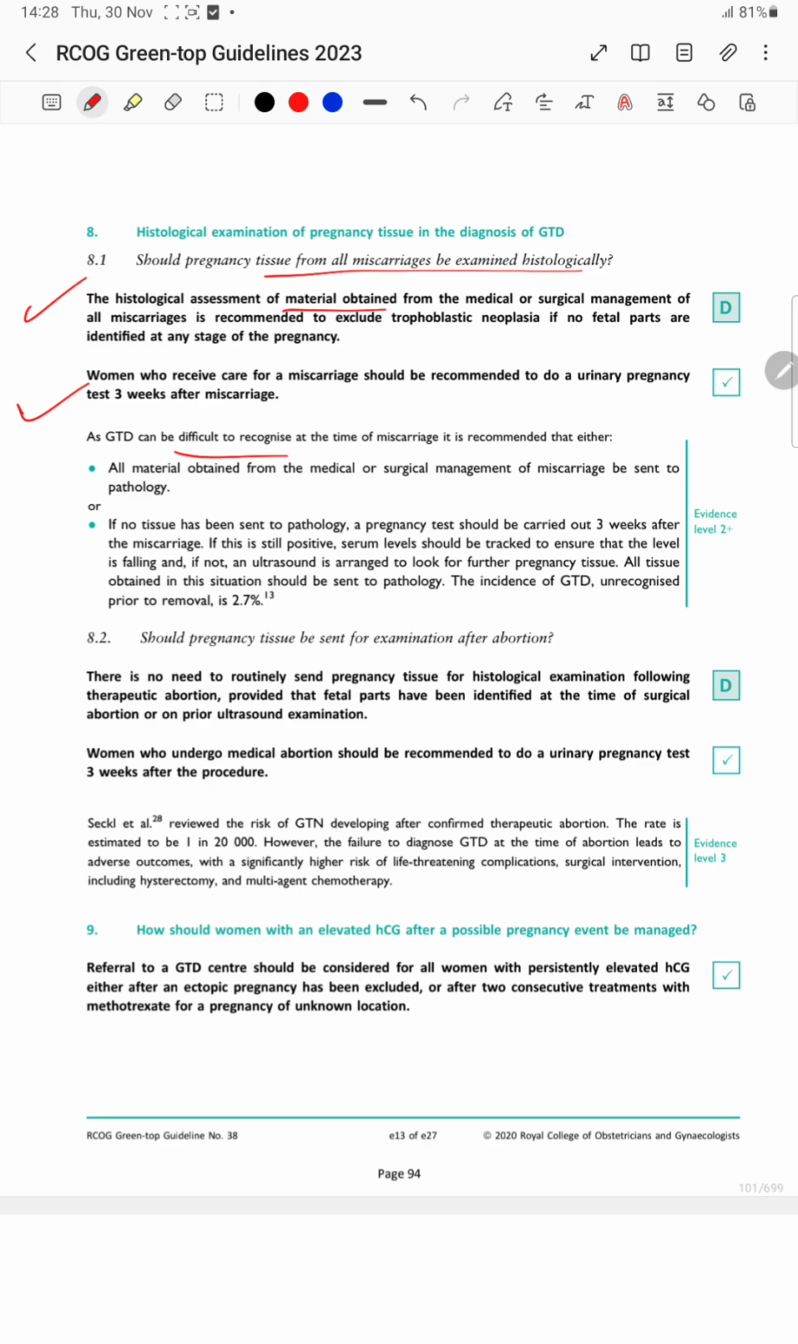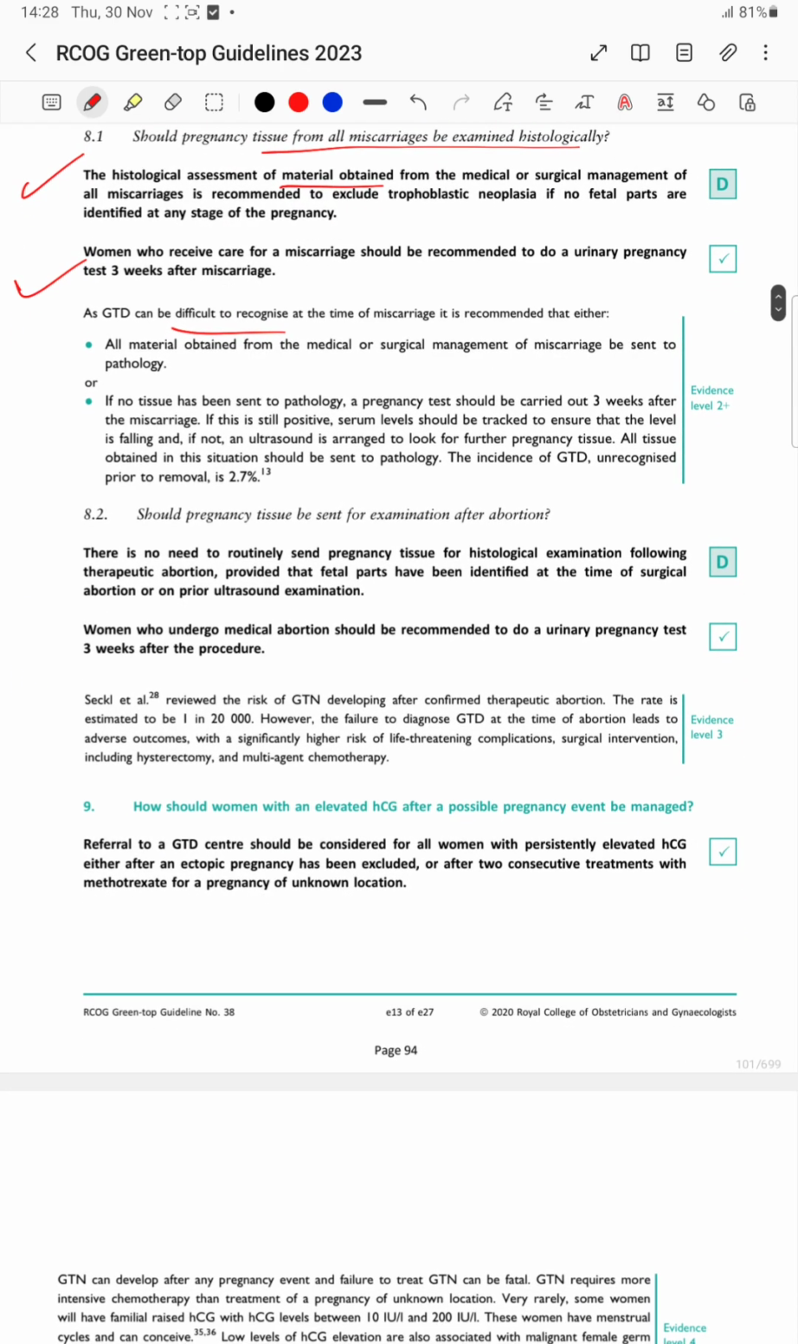It is recommended that all the material obtained from the medical or surgical management of a miscarriage should be sent to pathology. If the tissue has not been sent to pathology, a pregnancy test should be carried out 3 weeks after the miscarriage.